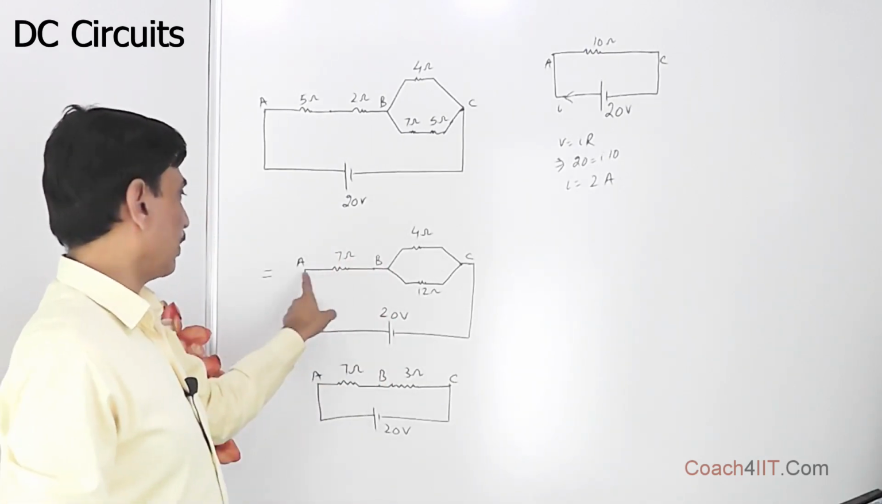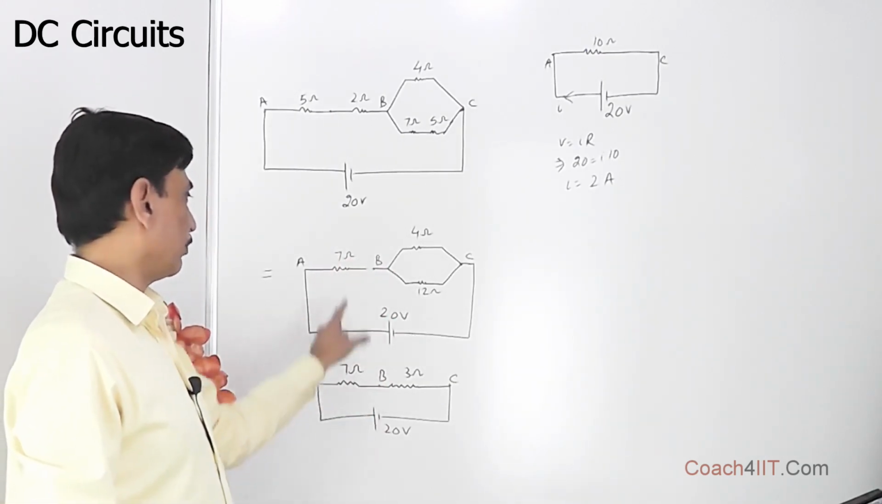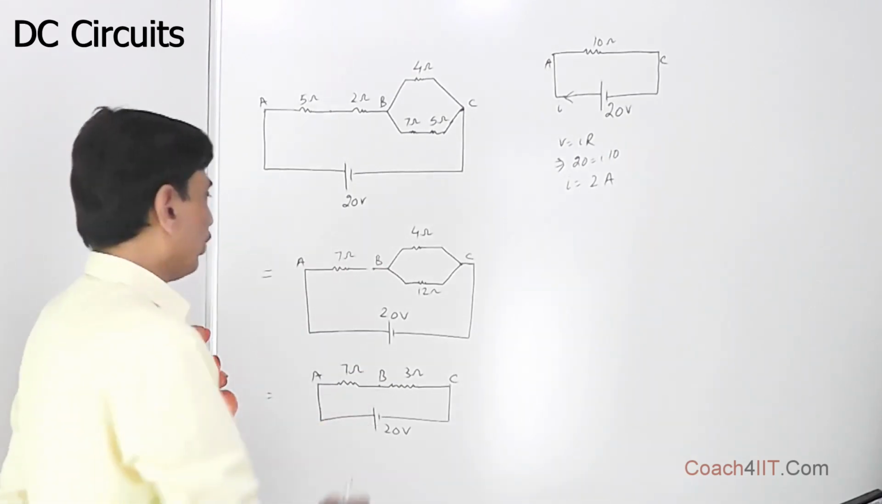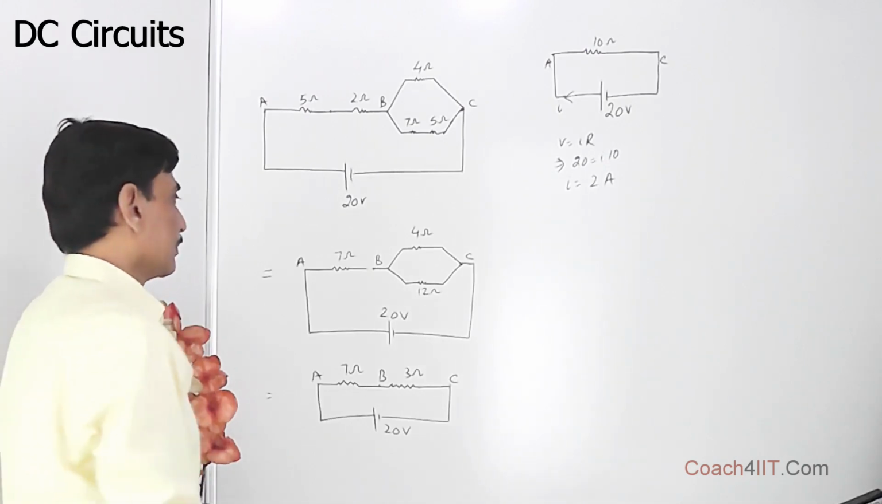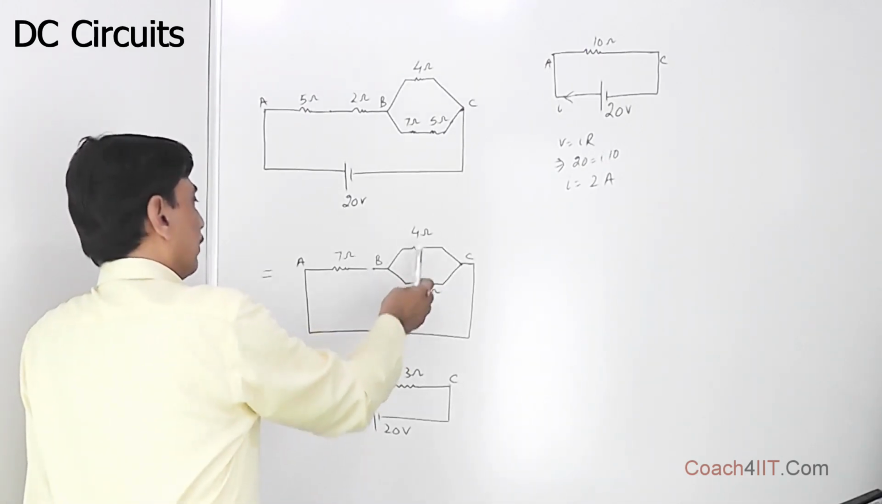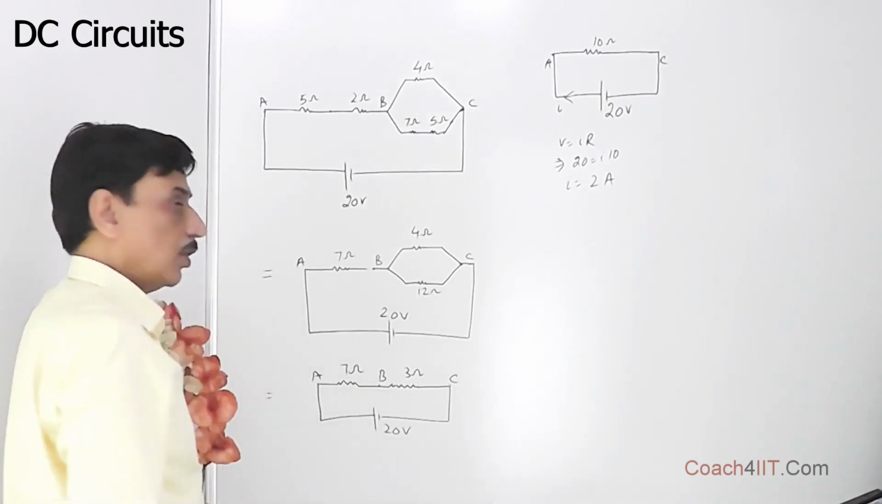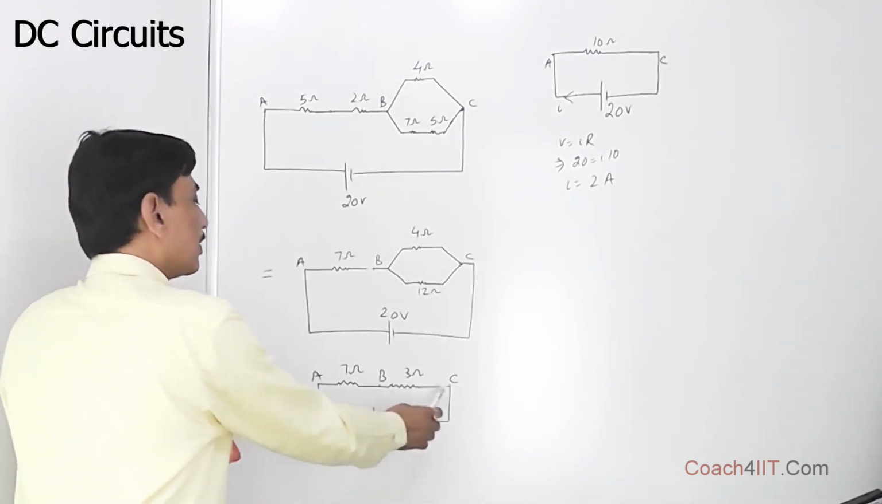So this is 7 ohm between A and B. Between A and B, 7 ohm is represented over here. Between B and C, we have two resistances, 4 ohm and 12 ohm, which are parallel. So we have removed this and replaced it by one single resistor of 3 ohm between B and C.